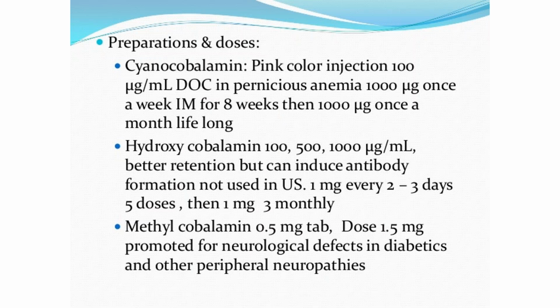This is the preparation which we are going to give, cyanocobalamin. These are pink, you might have seen the injections, pink or slightly reddish in color. 100 microgram per ml. It is the drug of choice in pernicious anemia. 100 microgram once a week in pernicious anemia where intrinsic factor is not formed, so it is not absorbed even if you give a good diet. In pernicious anemia, you give it for the whole life: 100 microgram once a week intramuscular for 8 weeks, then 100 microgram once a month lifelong.